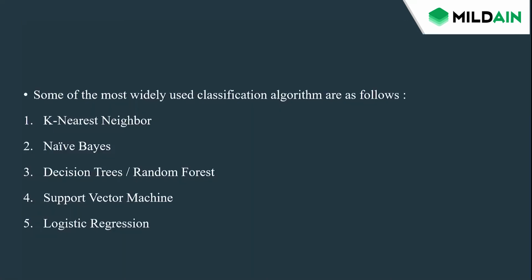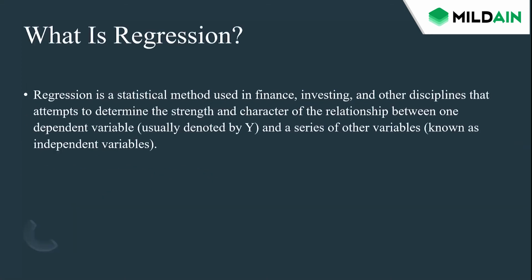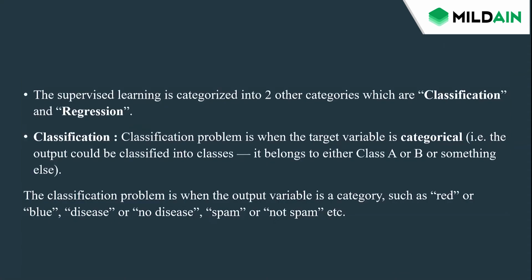Some of the most common algorithms we are using: K nearest neighbor, naive Bayes, decision tree, random forest, support vector machine, logistic regression. These are some of the very popular, most commonly used algorithms in our machine learning. This is what we have in classification.